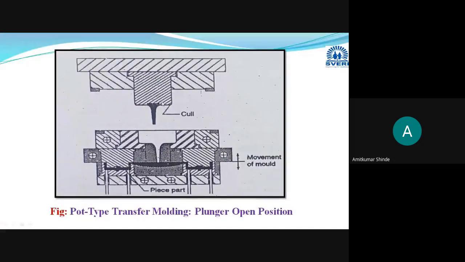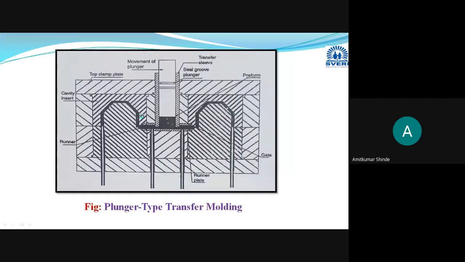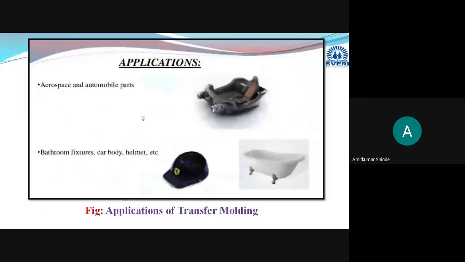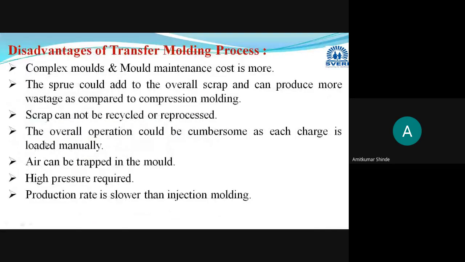Just try to concentrate here. This is your plunger. After the curing time is finished, when you remove this press or plunger, due to the sprue, some extra material gets attached to the plunger. It is termed the cull, the formation of the cull. This is waste material, and you cannot recycle it. Hence, some wastage of material occurs in this process. This is the formation of the cull. I have told you that scrap cannot be recycled or reprocessed.